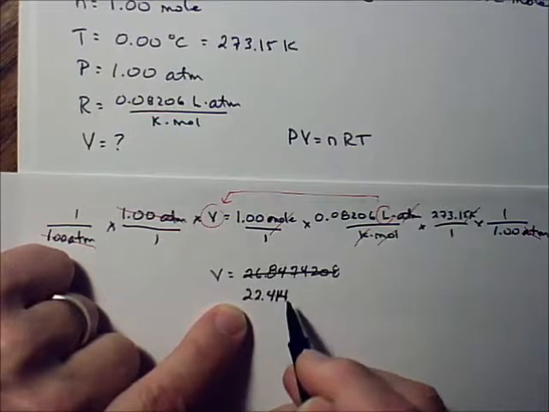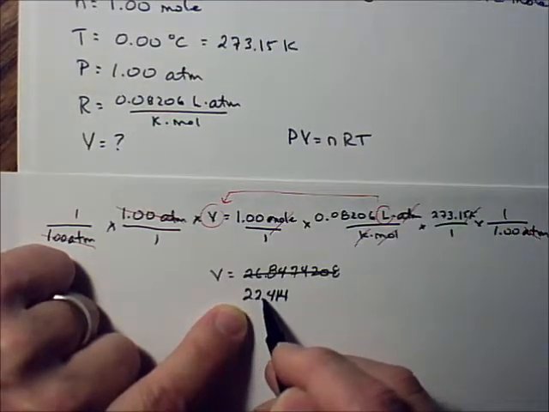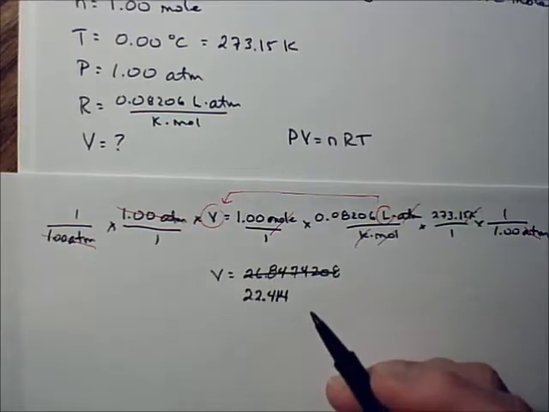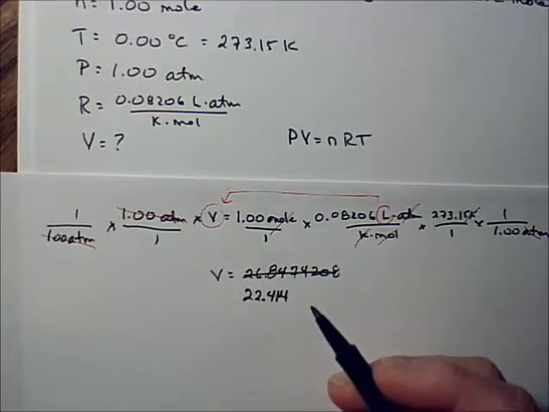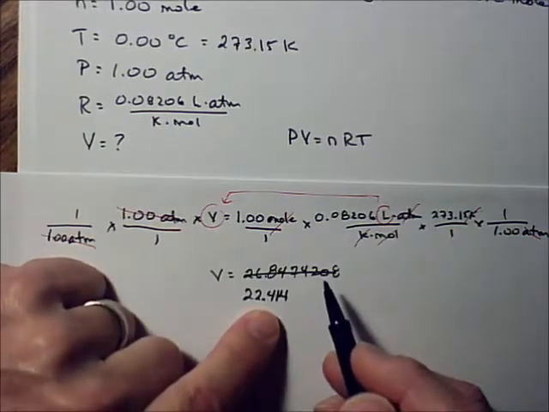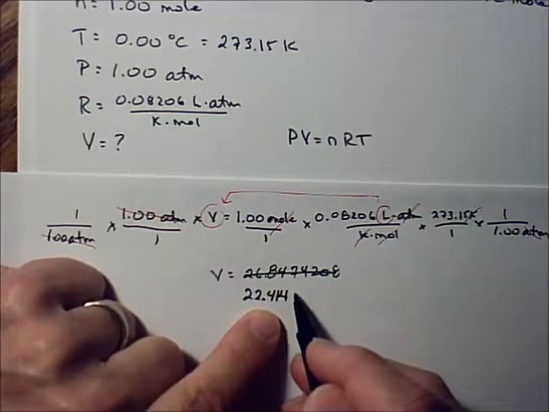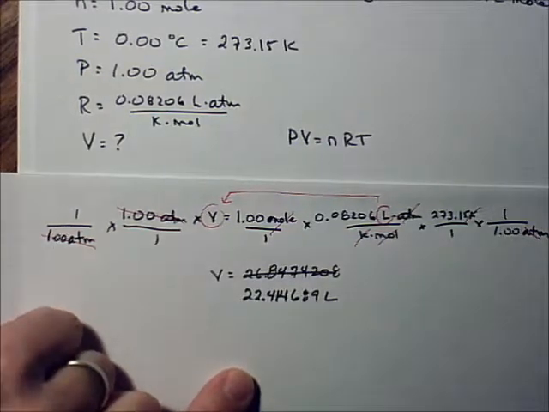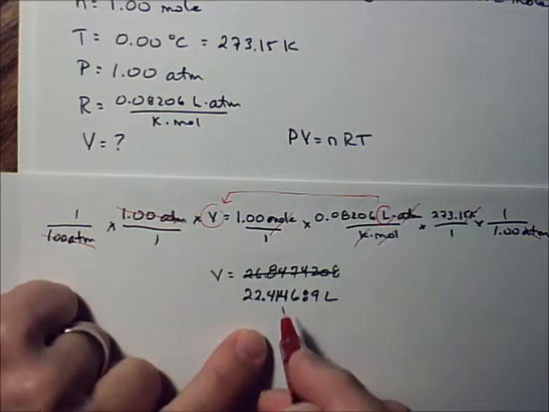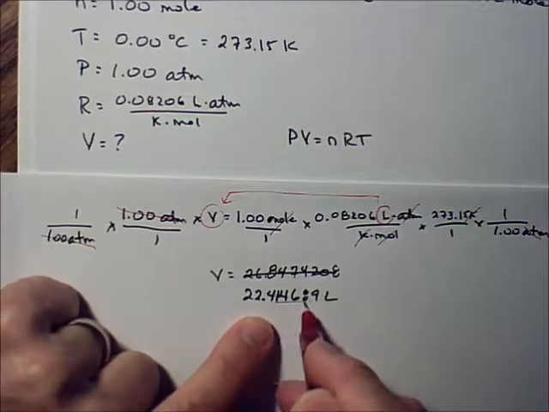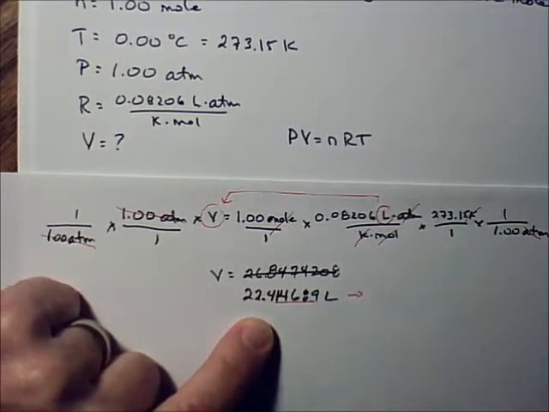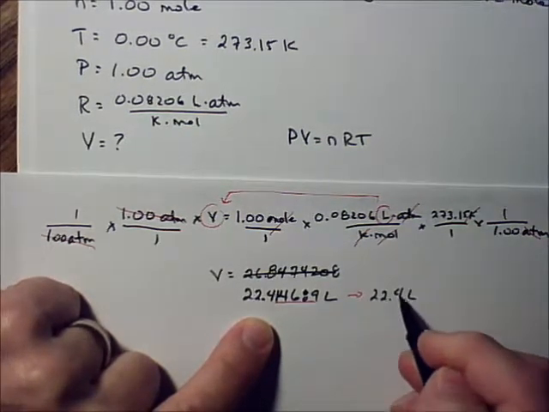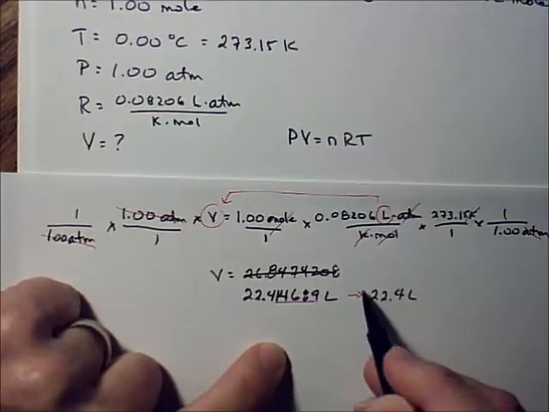22.414. Okay, and listen, this is the time to find that out. It reminds you right before the exam to do your math twice. 22.414 what? 689. Okay, and that's liters. We round that to how many digits? 3. So from this 1 right here over, all those are going to be gone, and so we have 22.4 liters.